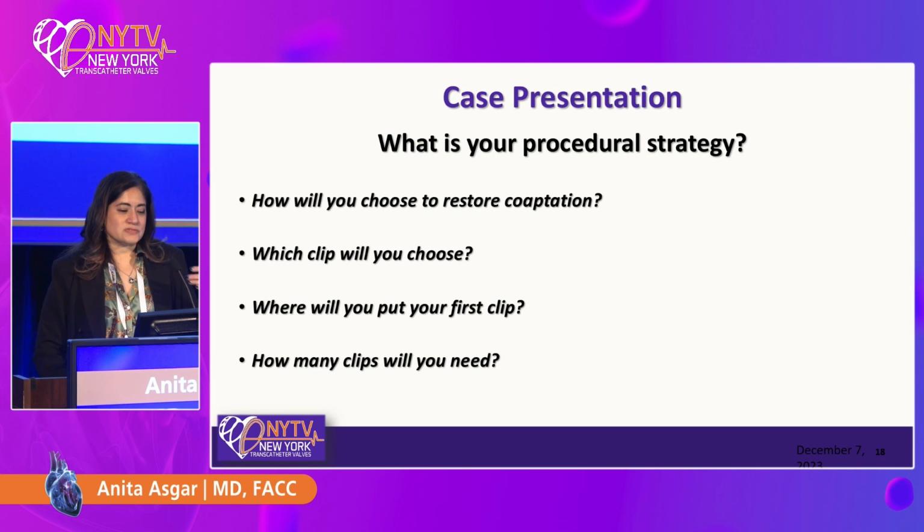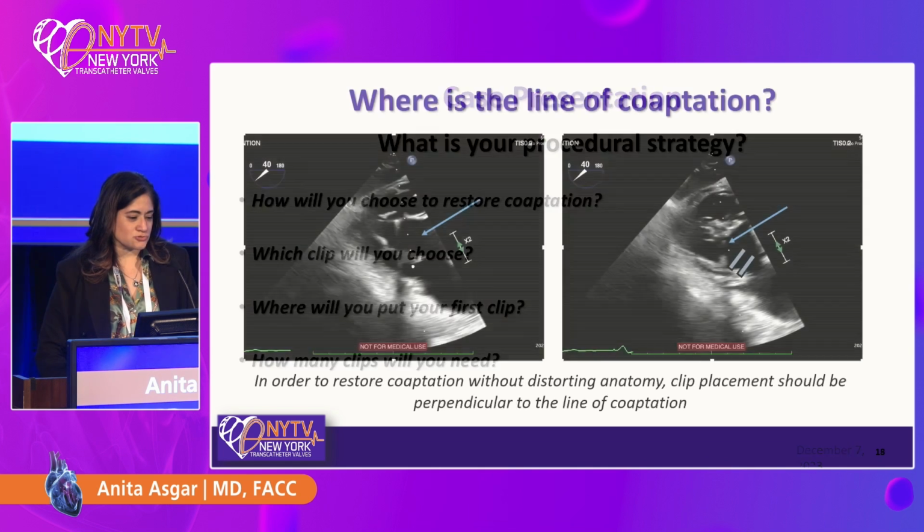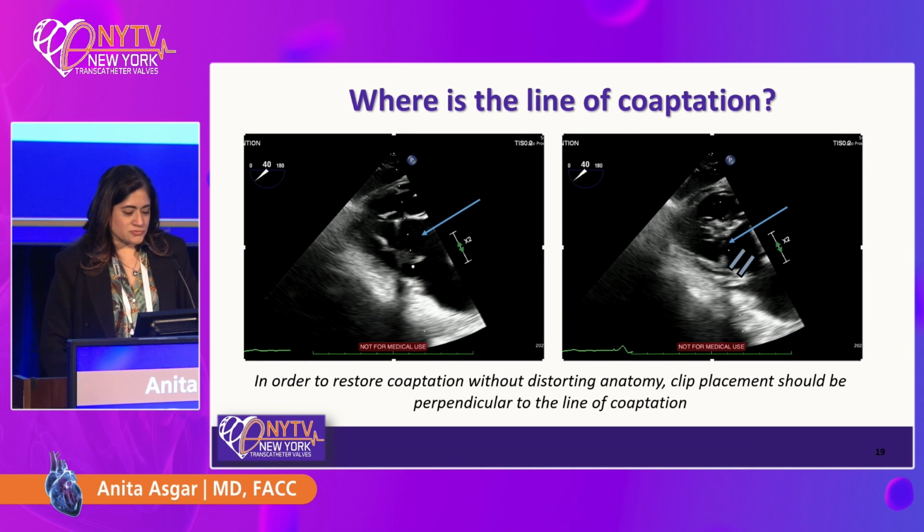So now that we've decided that he's potentially a T-TEER candidate, how are we going to choose to restore coaptation? Which clip are we going to use? Where are we going to start? And how many did we think we were going to need? So this is taking these questions and translating them into your procedural strategy. In order to restore coaptation without distorting the anatomy, we have to be perpendicular to the line of coaptation that we're trying to target. And so our decision was to start anteroseptal, practically commissural, and then mid, and potentially central, depending on the result.